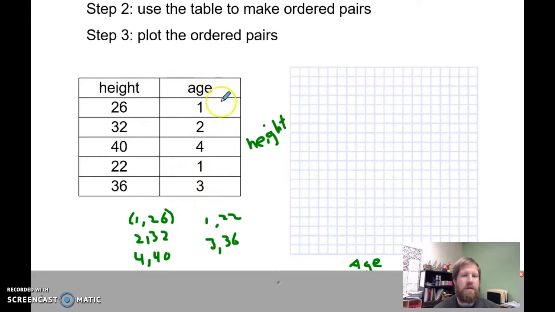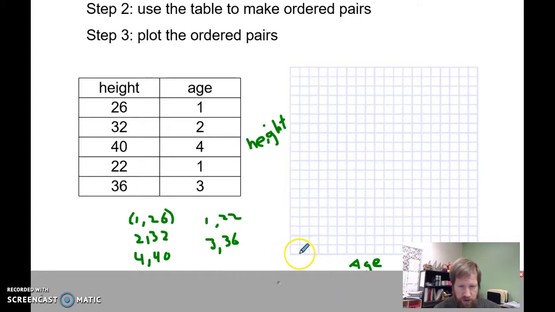Scatter plots are different from functions a lot of the time in that you will have multiple independent variables with the same or different values of dependent variables. So this wouldn't be a function. These are just data points. And once you've got your ordered pairs, you just plot them.